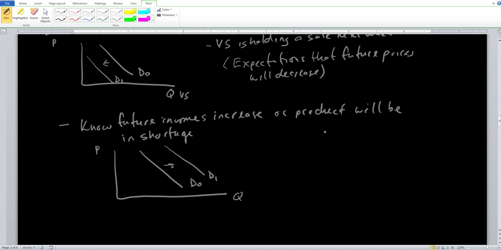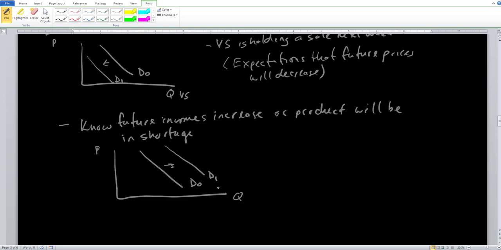Along the same vein, if you know the product is going to be in shortage, what are you going to do right now? So suppose that there is a shortage of toilet paper, a shortage of hand sanitizer, or anything along those lines. What are you going to go ahead and do right now? You're going to go to the marketplace and buy as much as you can, so demand is going to increase. If you know something is going to be in shortage later on next week, you're going to go ahead right now, go to the marketplace, go to the grocery store and say, hey, give me this item, which causes an increase in demand.